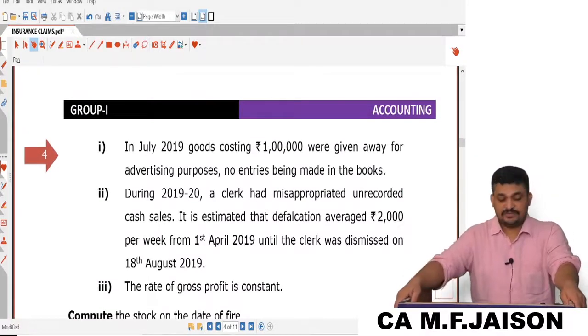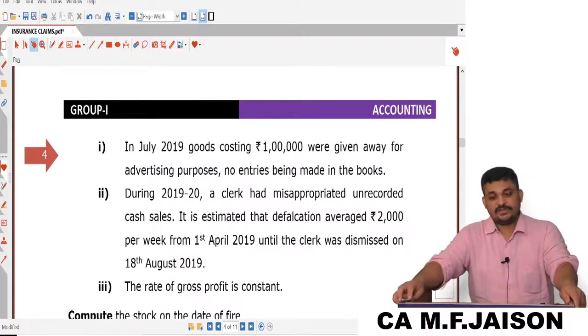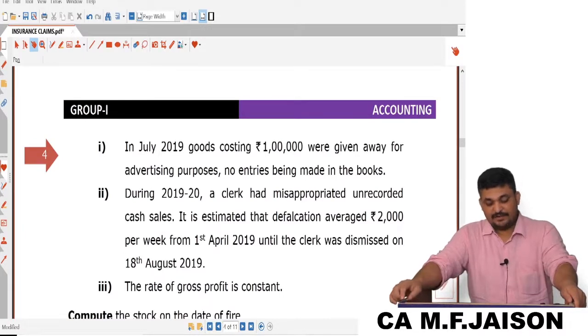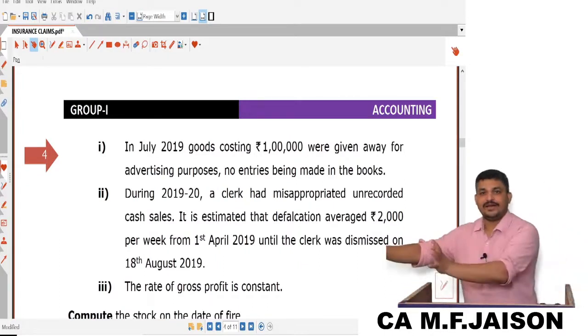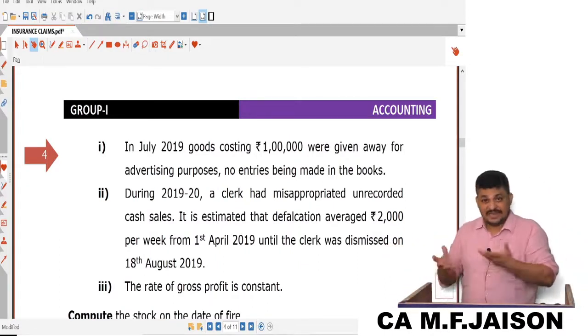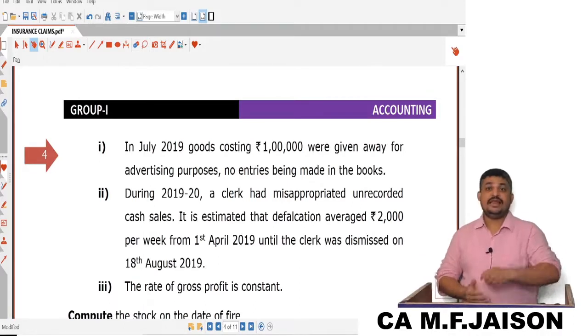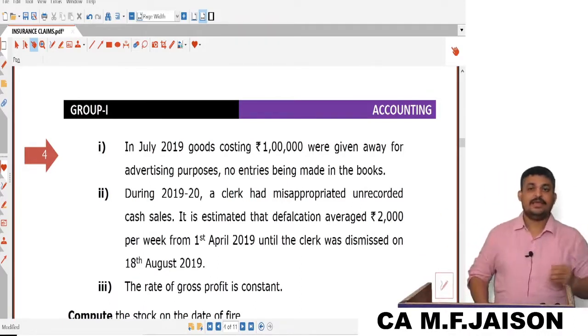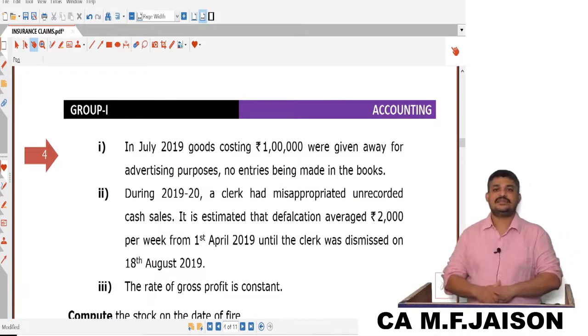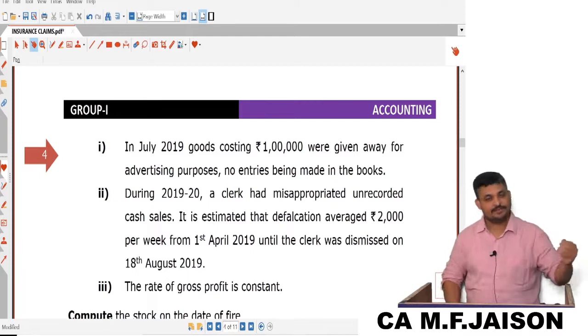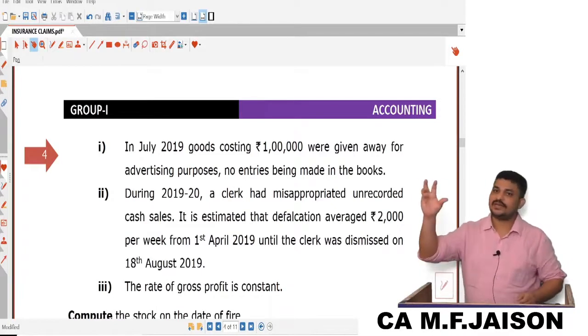In July 2019, goods costing rupees 1 lakh were given away for advertisement purpose. No entries were made in the books. I have told you, when the goods have already gone out and if it is not sales, then such goods should be eliminated from the trading either by deducting from purchases or showing in the credit side of trading account. Either you can deduct from purchases or you can show it in the credit side of trading account.